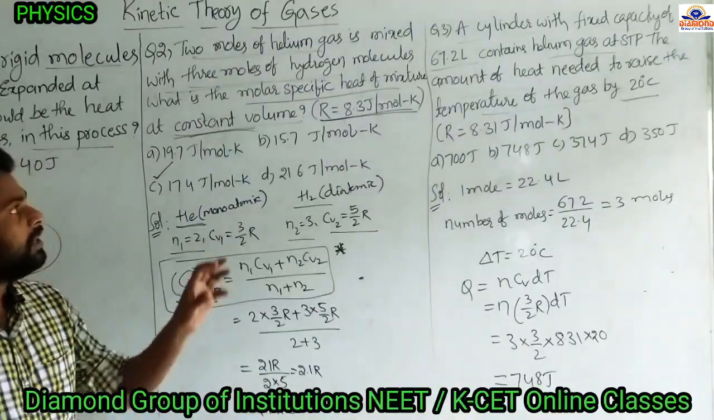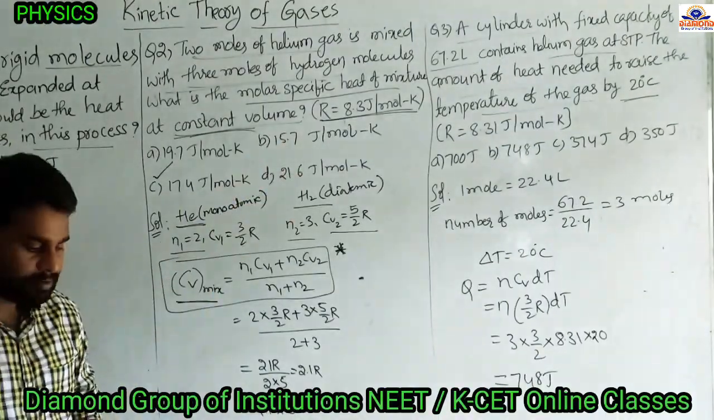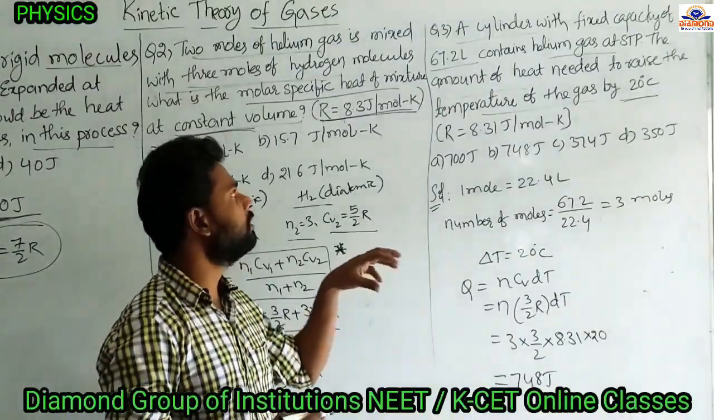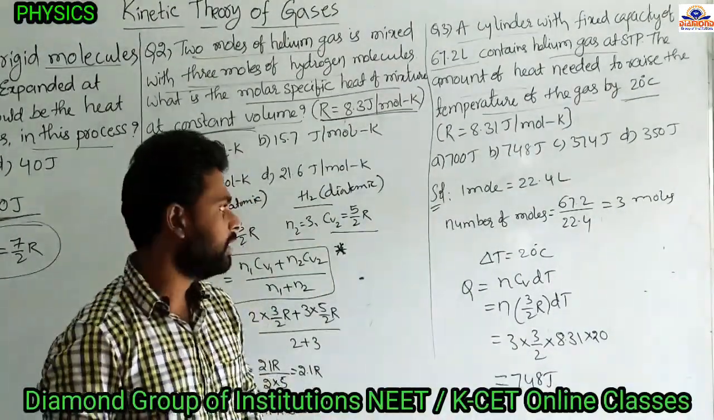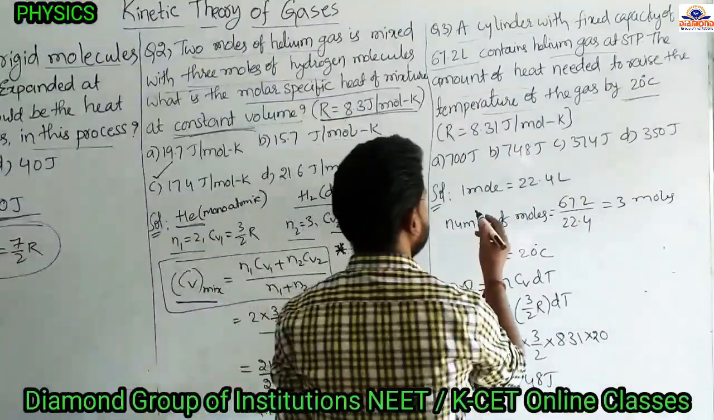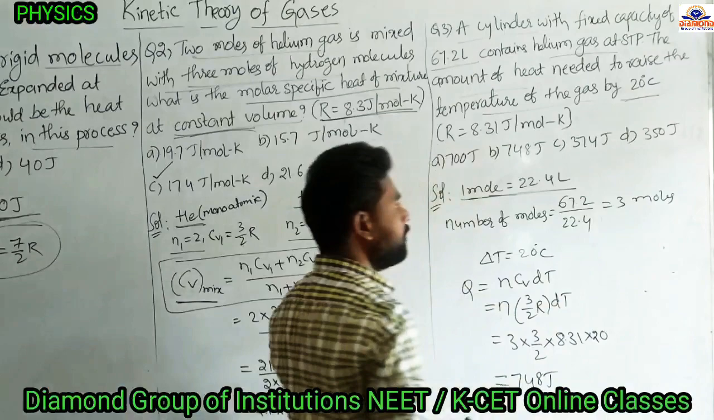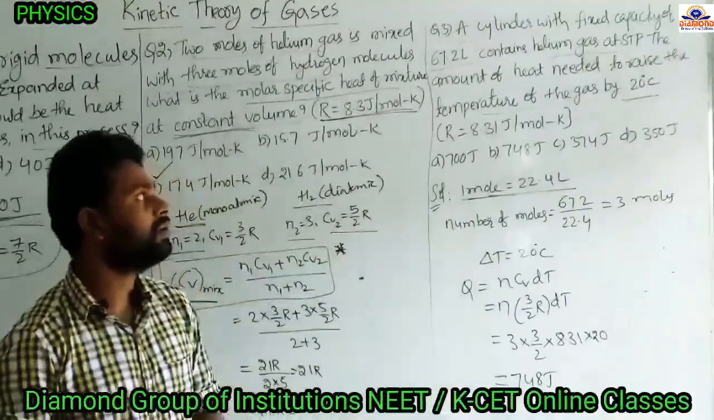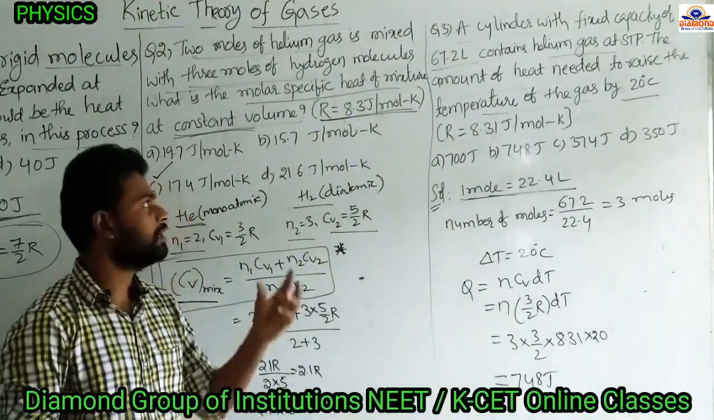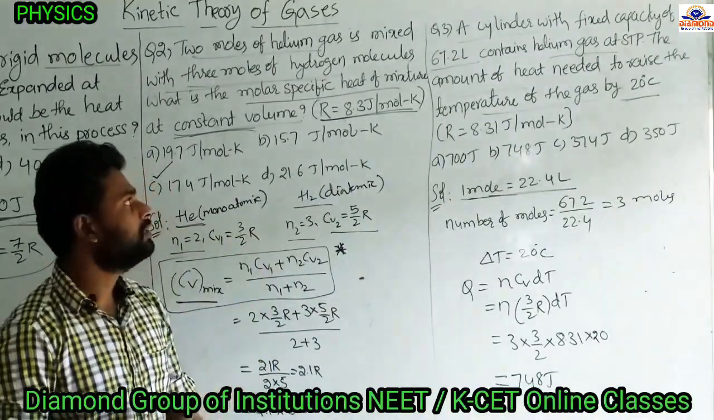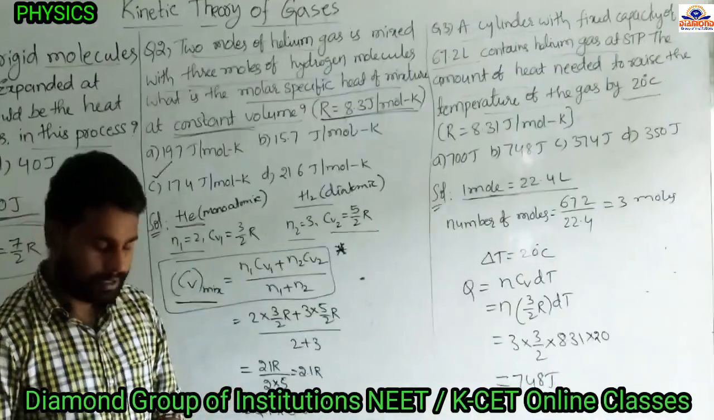But at STP it has the capacity 67.2 liters. Then how many moles of helium gas within that cylinder we have to find. So 1 mole of gas at STP has volume 22.4 liters, but in the given question the capacity of the cylinder, and how much helium gas is filled there, is 67.2 liters.